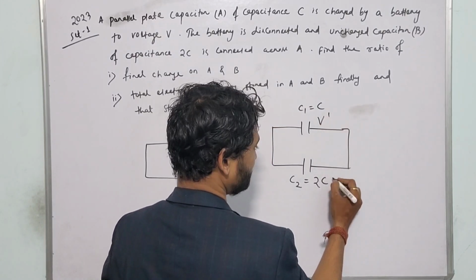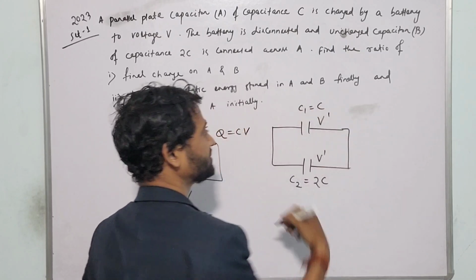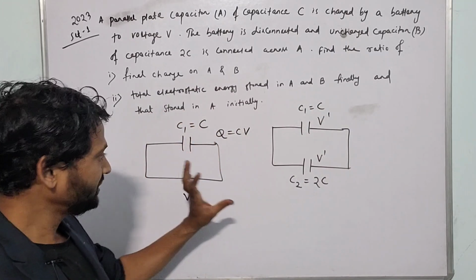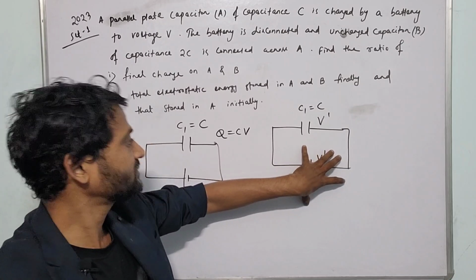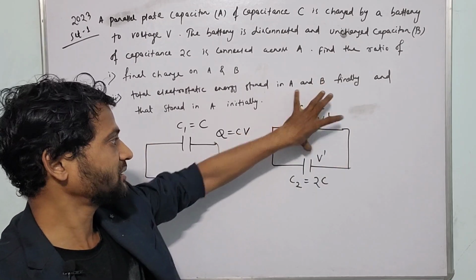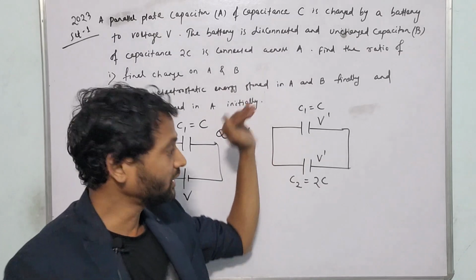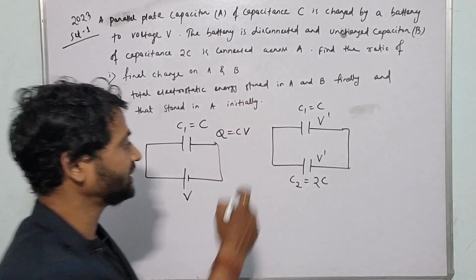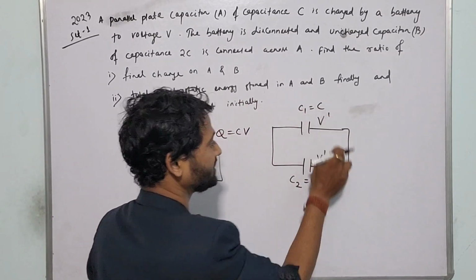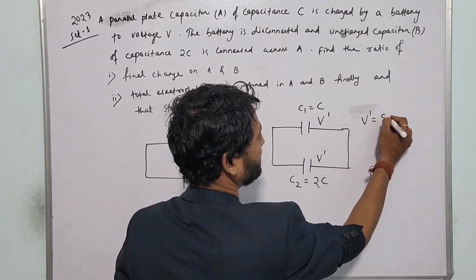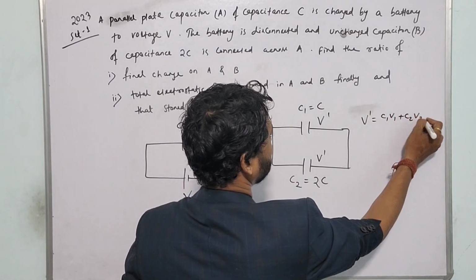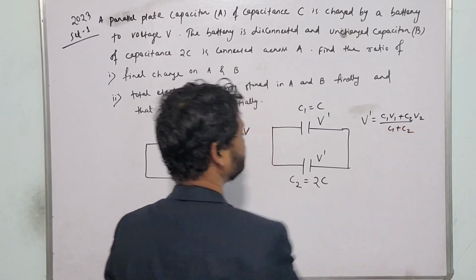Let it be V dash. So both will have the common potential. Again I repeat, if an uncharged capacitor is connected with a charged capacitor, then charge will transfer from one capacitor to another capacitor till the potential becomes the same. That potential is called common potential. इसका formula है (C1 V1 + C2 V2) by (C1 + C2).